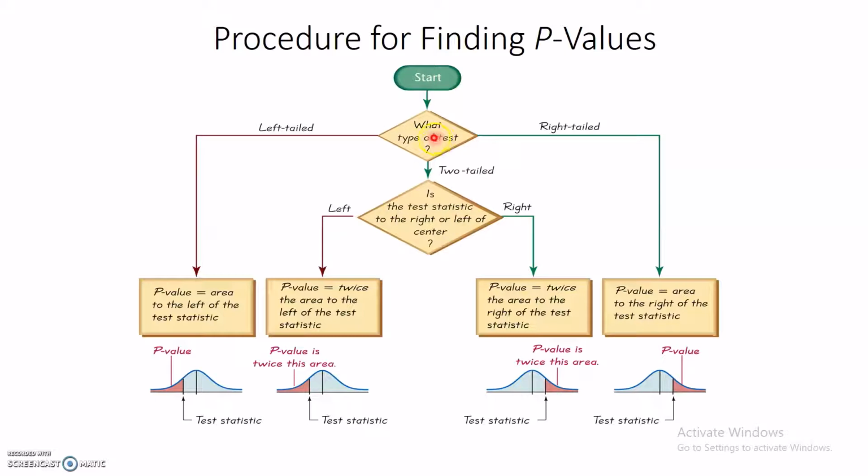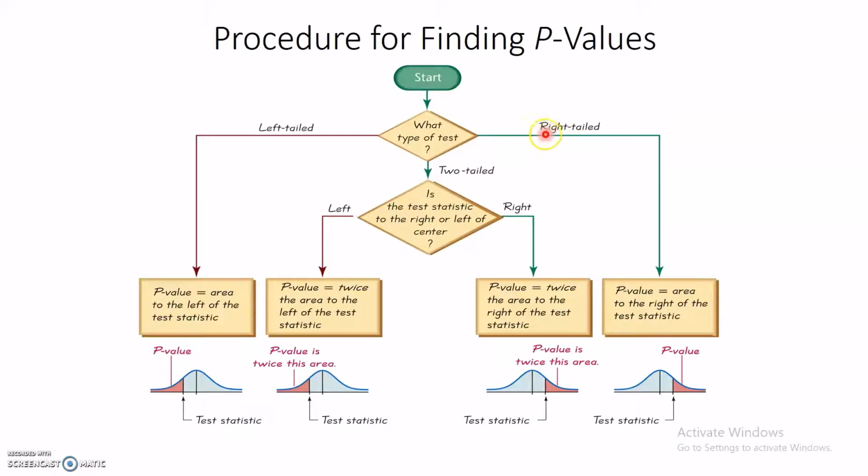Look at that. First of all, we need to decide what type of hypothesis test we are doing. I told you in the earlier video that hypothesis tests are of three types: a left tail test, a right tail test, or a two-tail test. Let us suppose first that it is the left tail test. If we are performing a left tail test, then the p-value is the area to the left of the test statistic. Look at this, this is the test statistic, and this entire area shown in purple is the p-value.